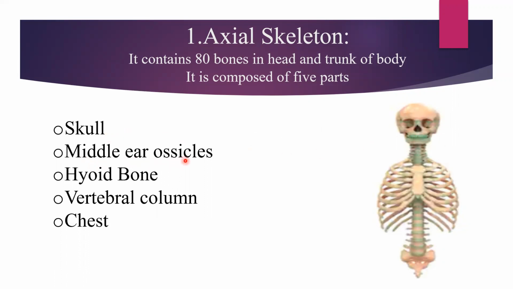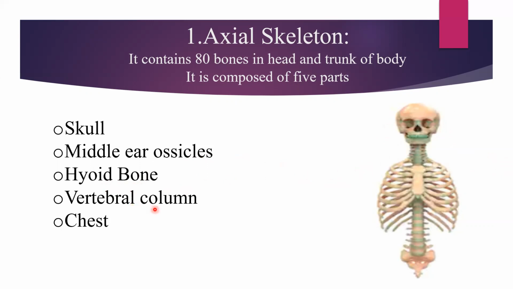Middle ear ossicles, as we have already discussed. Each ear contains 3 ossicles: malleus, incus, and stapes. Total 6 bones are present in the middle ear, 3 in each ear. Hyoid bone is present in the neck.